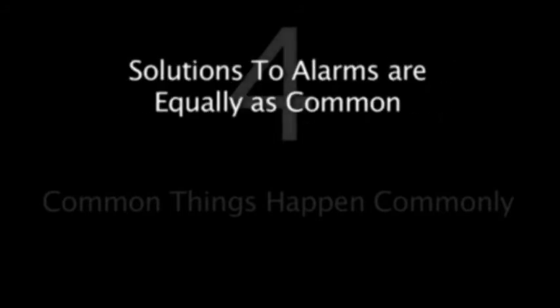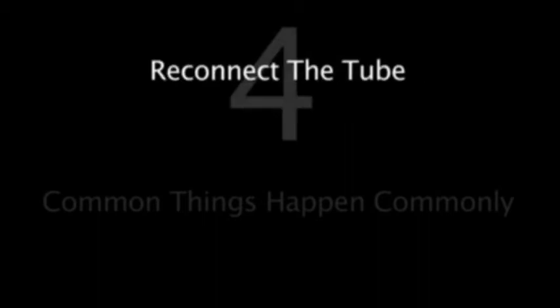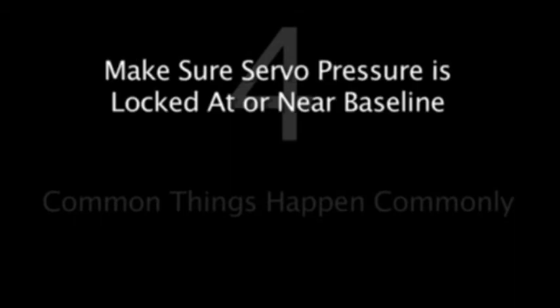The solutions to these alarms are equally as common. Unkink the tube. Reconnect the tube. Clear the obstructed tube. Again, if the servo pressure has locked at or near its operating level, the tubing problem can be corrected without manual ventilation or changing the conventional ventilator settings.